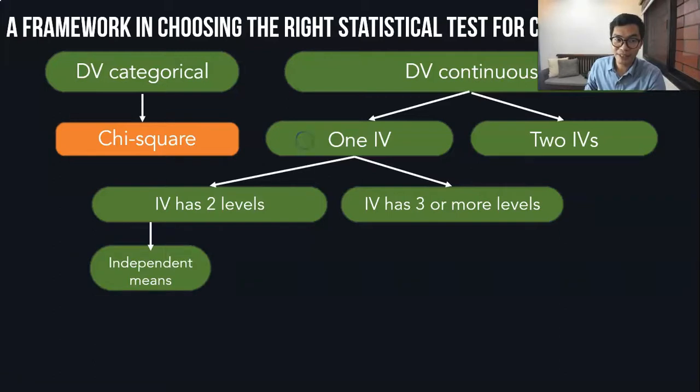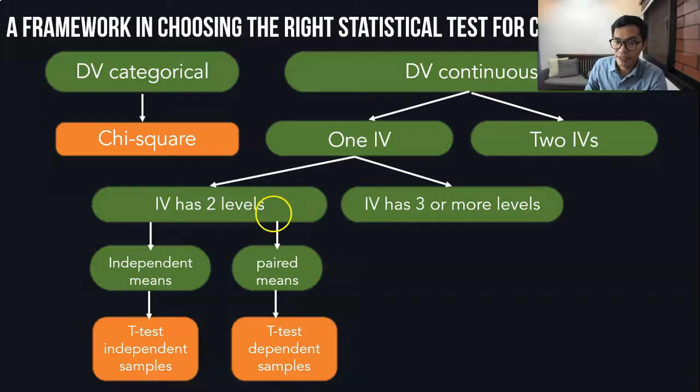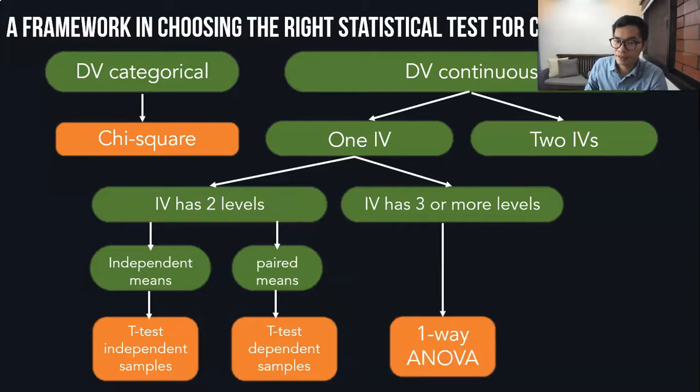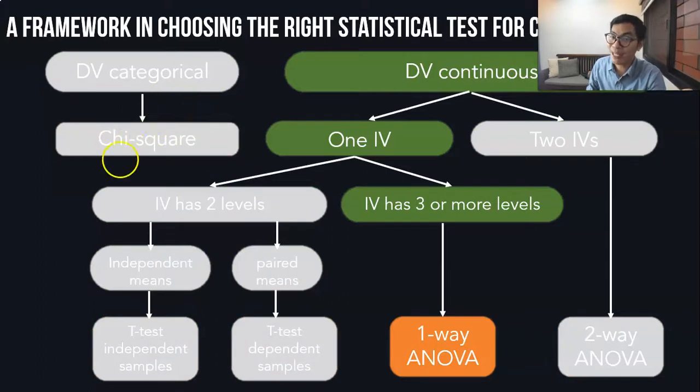So what will happen here? Having 2 levels, you can apply independent means or paired means. So an independent samples t-test or a paired samples t-test can be applied here. Having 3 or more levels, you have a one-way ANOVA statistical test. And if you have 2 independent variables, that's the time you will now explore two-way ANOVA. Just to emphasize, what we are focusing on here is just one IV, but there are 3 levels on the independent variable. So this is our pathway.